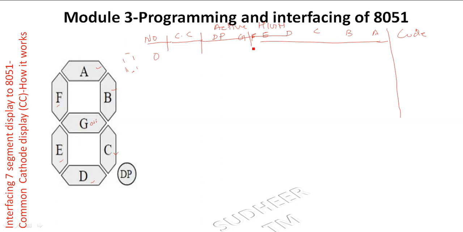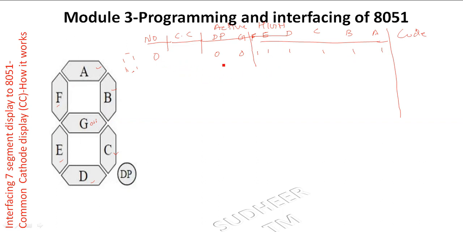To show G in the off condition, and DP, we don't want to show the decimal point since it is a single unit, we need to provide 0 to that pin, and G is also 0 for the number 0. Then F is 1, E is 1, D is 1, C, B, A, all are 1. So all 6 LEDs must be turned on and connected like this.